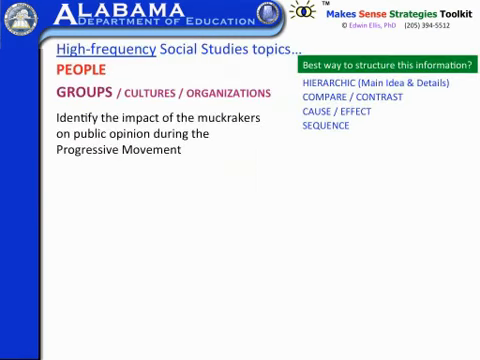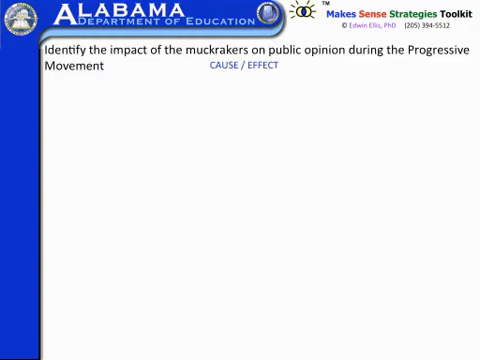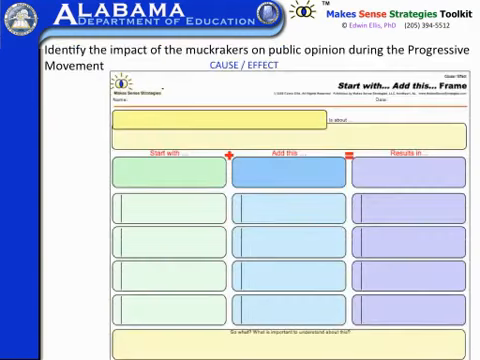Okay, now the second high-frequency topic that's often addressed in social studies and history is groups, cultures, or organizations. An example of that would be: identify the impact of muckrakers on public opinion during the progressive movement. If you were to put that on a graphic organizer, which would you select? Identify the impact. Okay, impact is kind of a hint. We're talking cause and effect here. So here's how I might set that up.